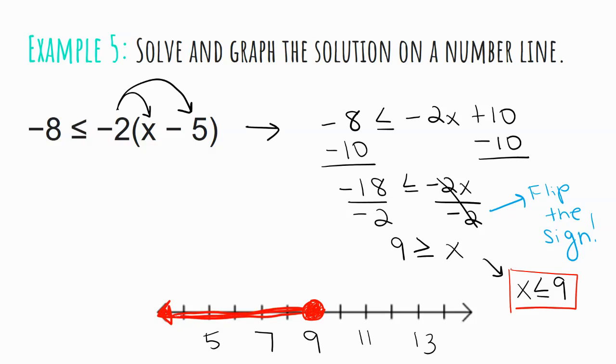All right. So that is how you do these. The big takeaway: just make sure that you remember when to flip your inequality sign when you multiply and divide by a negative number. Good luck with your practice, and don't forget to ask for help if you need it.